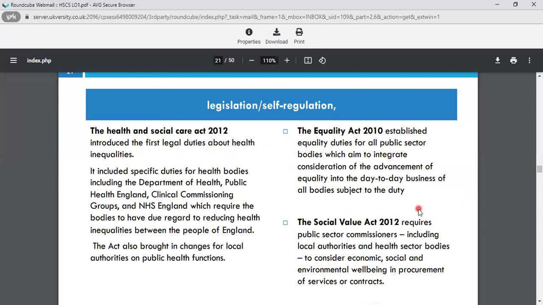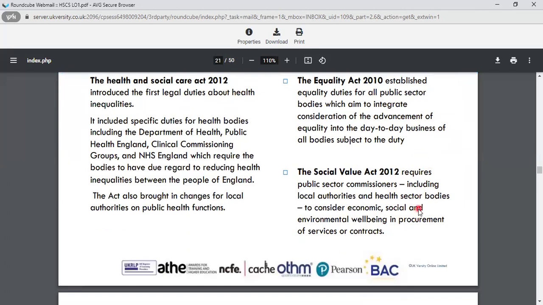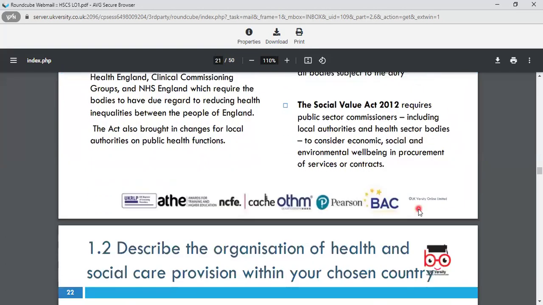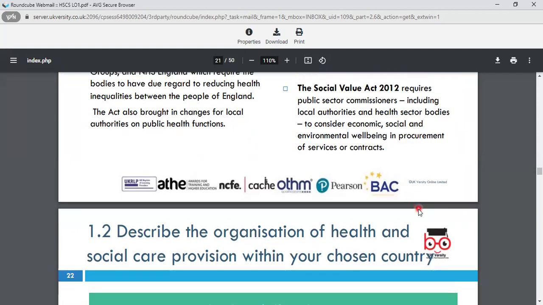Then you have the Social Value Act, which requires public sector commissioners, including local authorities and health sector bodies. They consider economic, social, and environmental well-being in procurement of services or contracts.